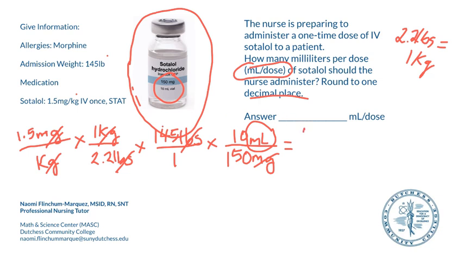So we want to do 1.5 times 1 times 145 pounds times 10 over 2.2 times 150. I'm going to use my iPhone calculator again over here on the side. Let's do 1.5 times 145 times 10.